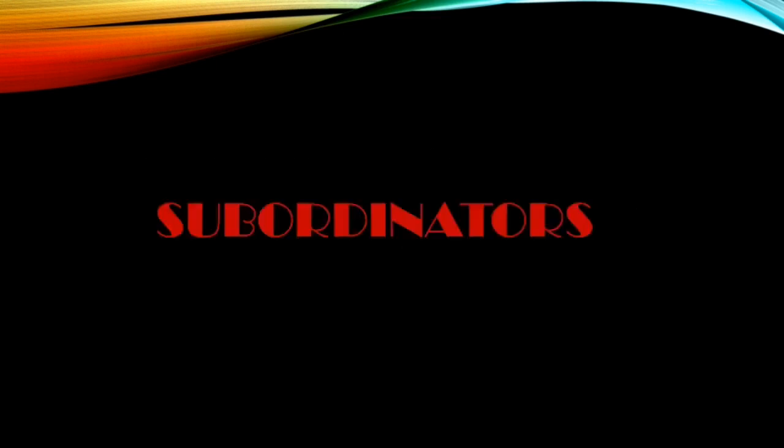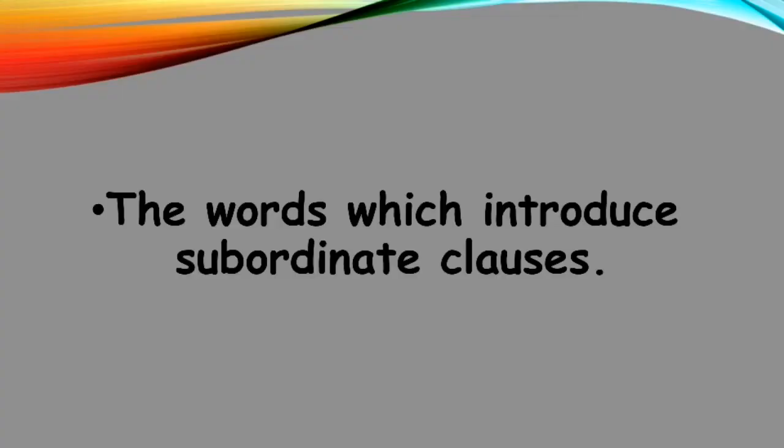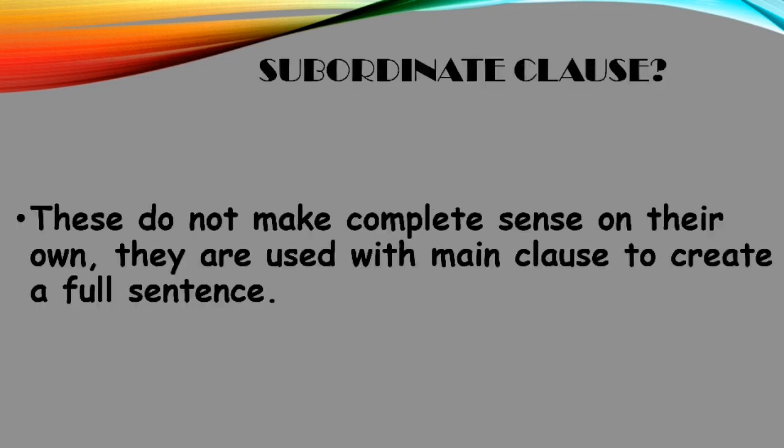Now let's talk about the other kind. So what was the next kind of conjunction? First one was coordinators, or you can say coordinating conjunctions. Second one was subordinators, or subordinating conjunctions. So let's know about subordinators now. Simply, students, subordinators are the words which introduce a subordinate clause. Introduce means you are starting something. So they are used to introduce a subordinate clause. But first of all, we should know what a subordinate clause is. Let's see that. These are the ones which do not make complete sense on their own.